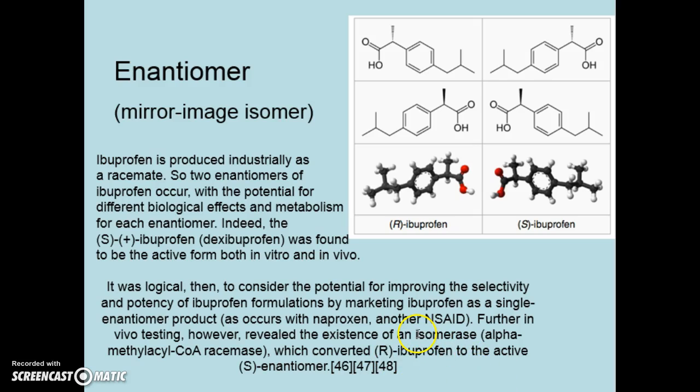But what they found is there's actually an enzyme, isomerase, which isomerizes, so it's an enzyme that works on isomers, and can actually convert one form of ibuprofen to the other. So they could actually produce the inactive form, and the body would use its own enzymes to change it to the active or effective S version of the isomer. So these two different enantiomers in ibuprofen and many other cases can have very different effects on the body, and usually only one is biologically active.